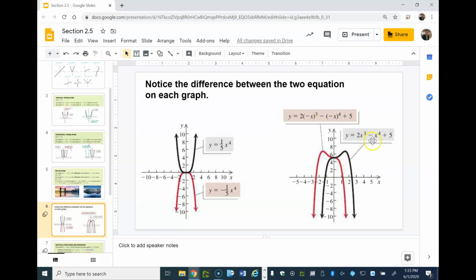So here my original one, this time I have 2x to the third minus x to the fourth plus 5. And for each x, I put a negative sign in front. Now this means that we're going to reflect on the y-axis. So here's my original black line. And now I'm going to reflect over the y-axis because the negatives are on the inside.